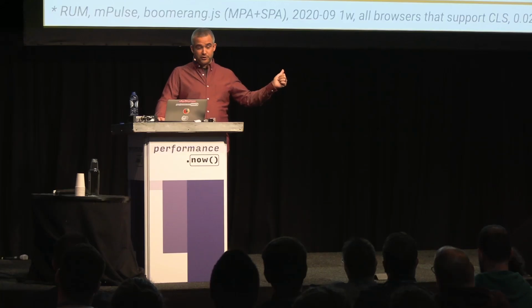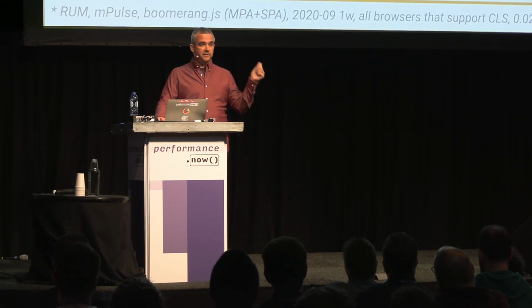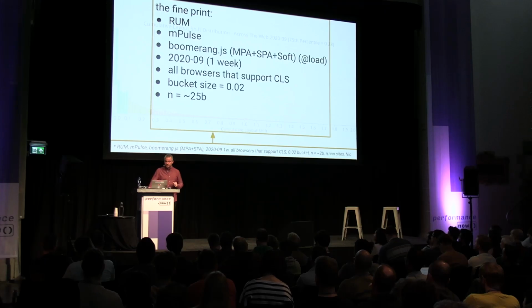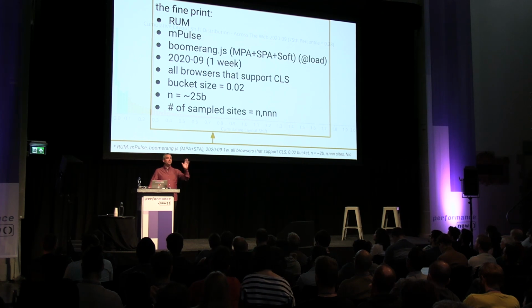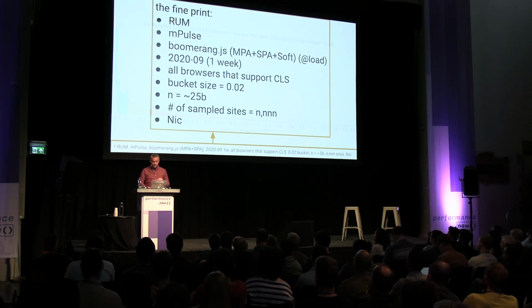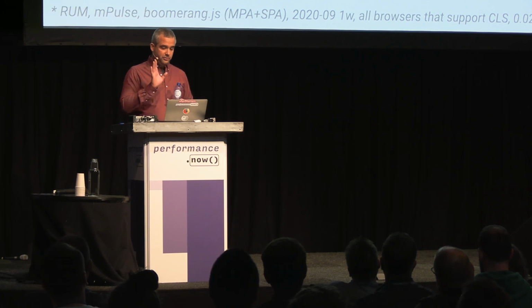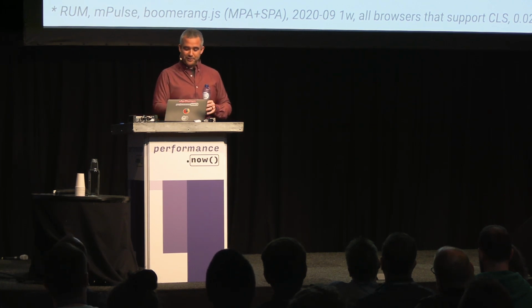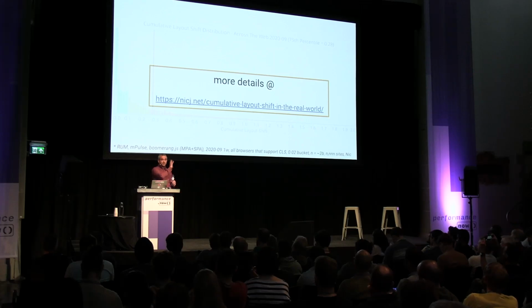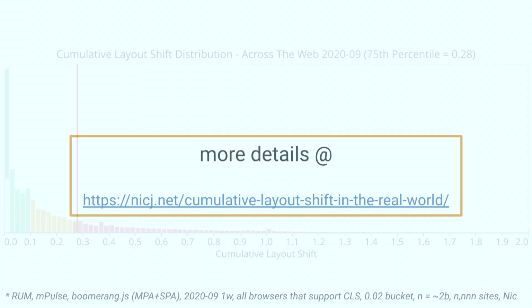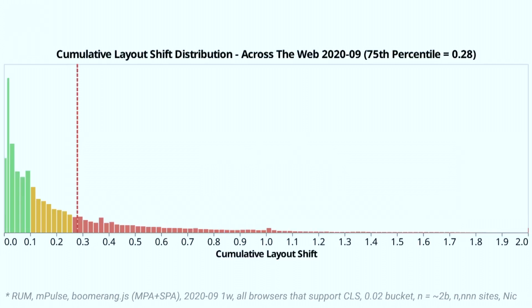There are about 25 billion or so experiences contained within these bar charts that you see, sampled on several thousand websites, and I am the one person talking to you about this. So those are all the caveats. If you would like some more details, I did blog about this 2 years ago, when I couldn't give this talk. Some of this data has changed since then, and I hope to do some follow-ups, but you can get some more details on nicj.net, and there are some links to some articles there.